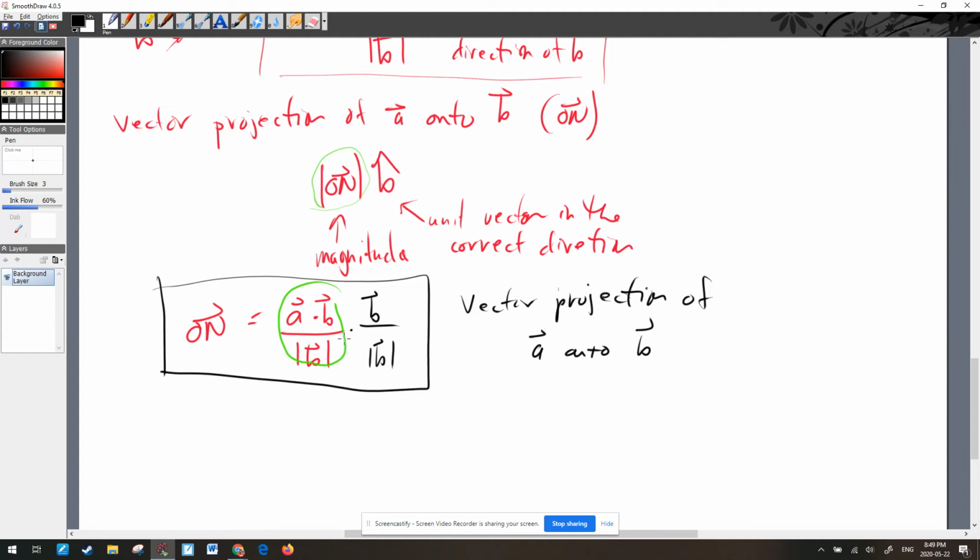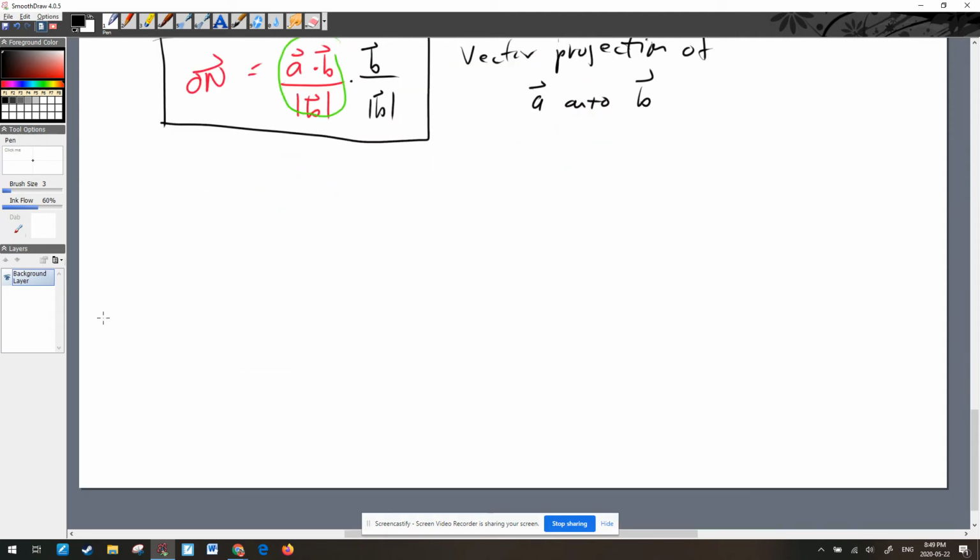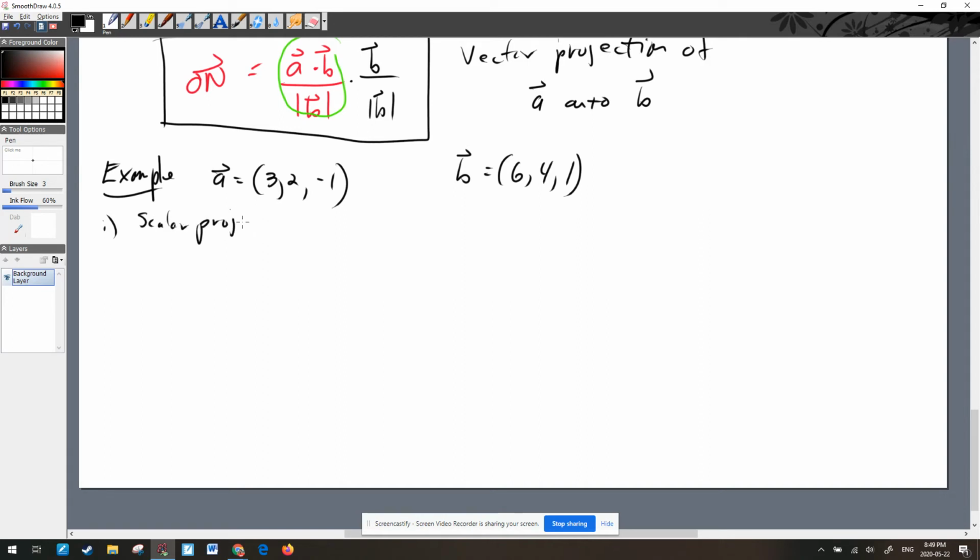So let's actually do some practice with some actual examples. Imagine that I said, I'm running out of space here, but we're good. So I want an example. Given vector A is equal to 3, 2, and -1, let's say, and vector B is equal to 6, 4, and 1. Two things. First thing I want you to do is determine the scalar projection. So grab me the scalar projection.